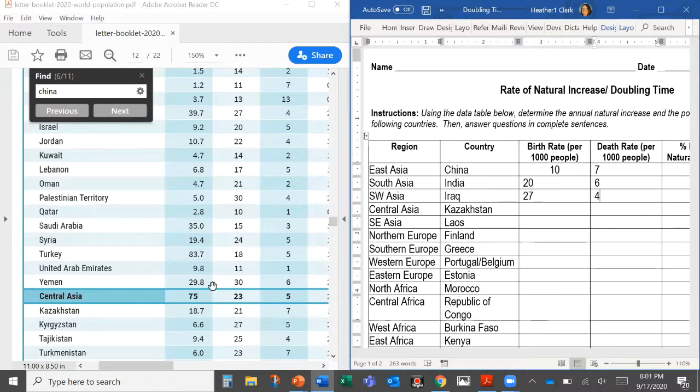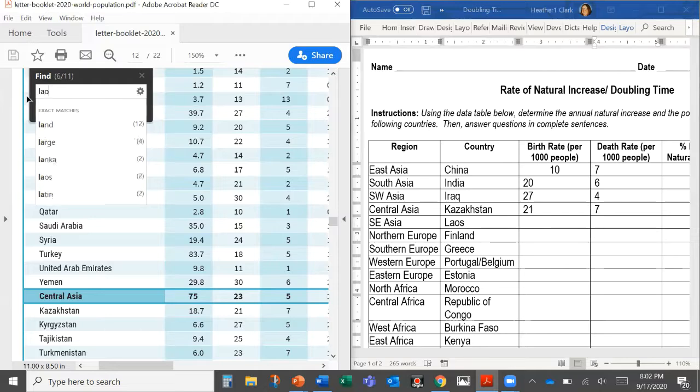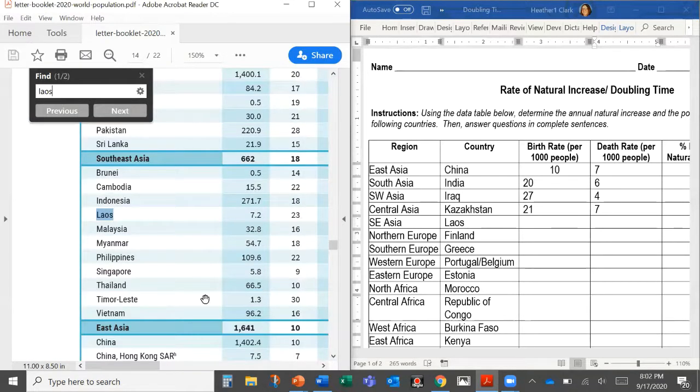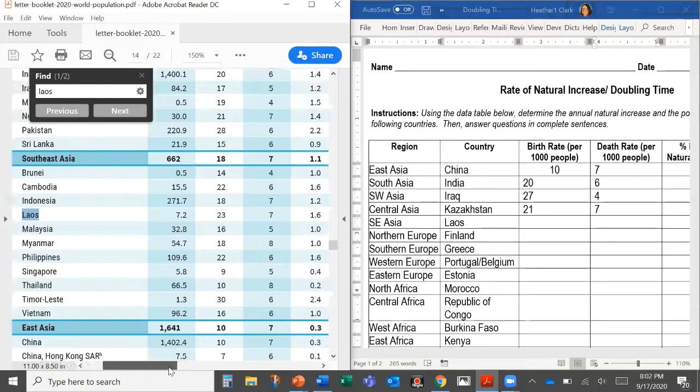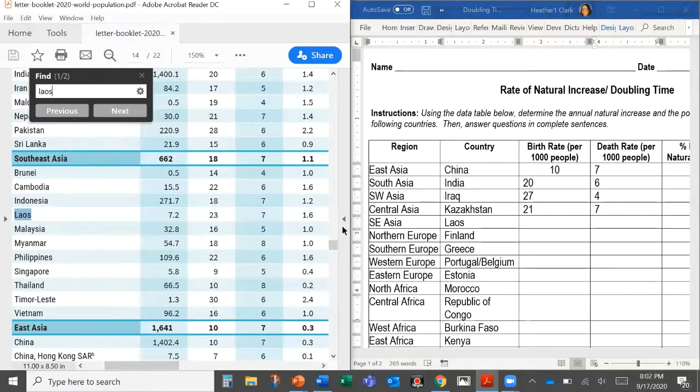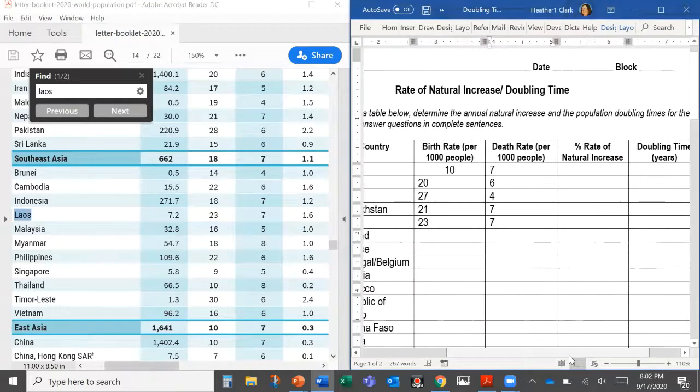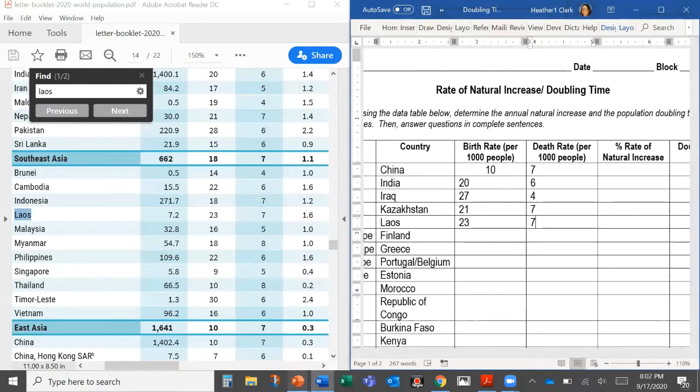Then we want to go see Kazakhstan, which is 21 and 7. Again, I'm getting the numbers from the second and third columns here. Then Laos is a little further away, so I'm going to type it in, and it's going to show me where Laos is. For Laos, theirs is 23 and 7. So I'm going to put 23 here and 7 here. And then what I'm going to do now is calculate the natural increase rate.